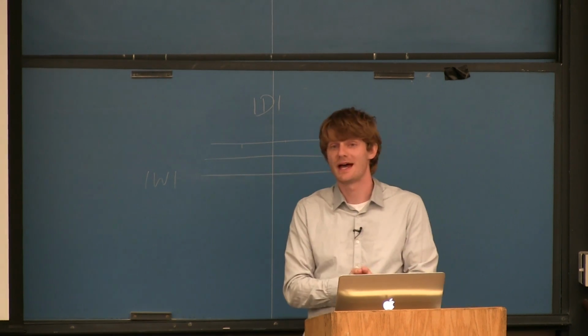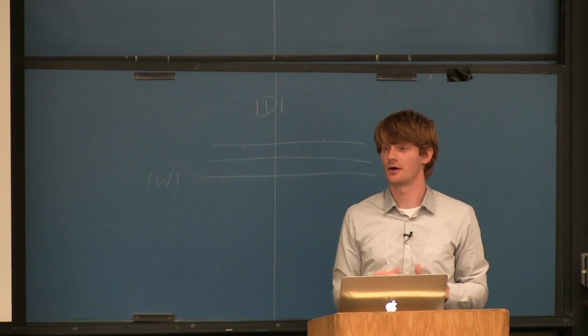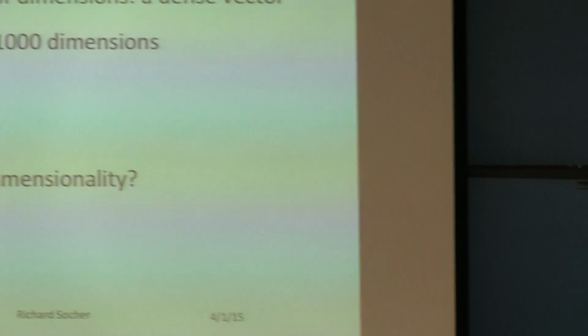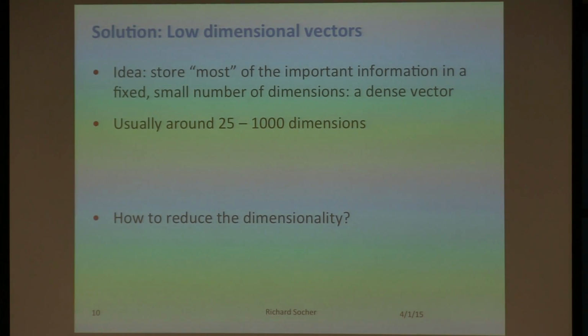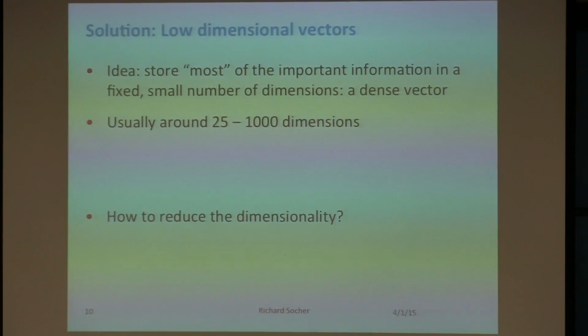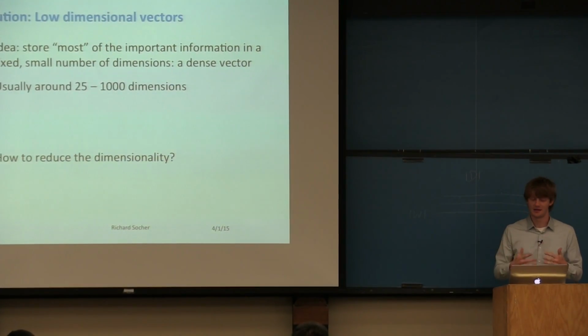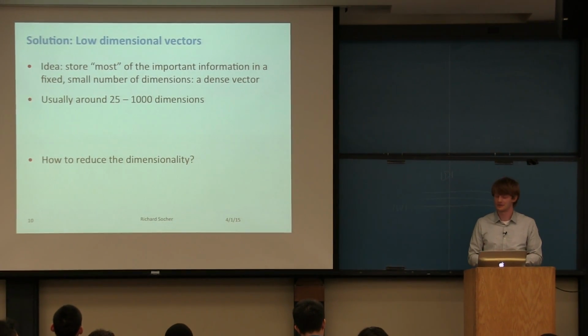So the solution to that is to actually try to create low-dimensional vectors from this very large sparse matrix. The idea here is to basically try to store most of the important information in a fixed small number of dimensions. And that will result in a dense vector representation. And when we say small, it's a pretty broad range, between 25 to 1,000 usually. And that depends, again, on your task. For simple tasks like finding named entities like locations and people, you might get away with 25. If you want to solve all of machine translation, you better have 1,000.